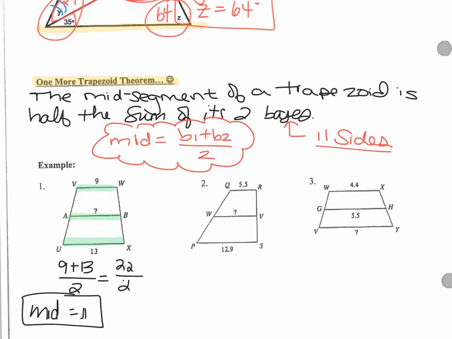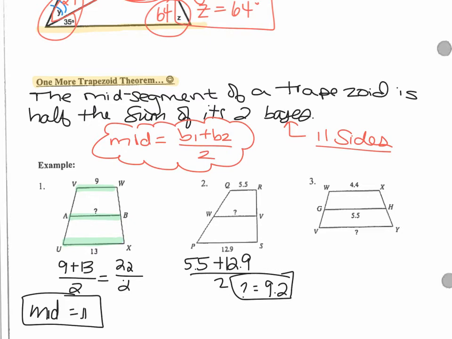So if I take a look at number 2, I would do 5.5 plus 12.9, all divided by 2. So in my calculator, I do 5.5 plus 12.9, and then divide by 2. I get question mark equals 9.2.